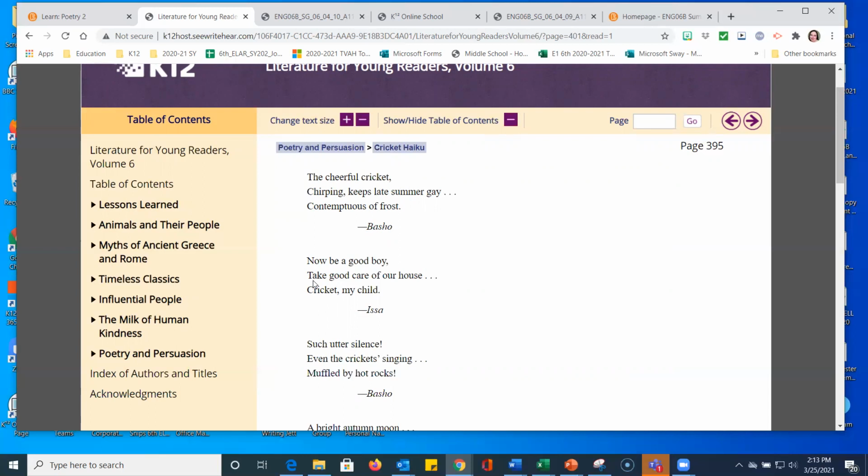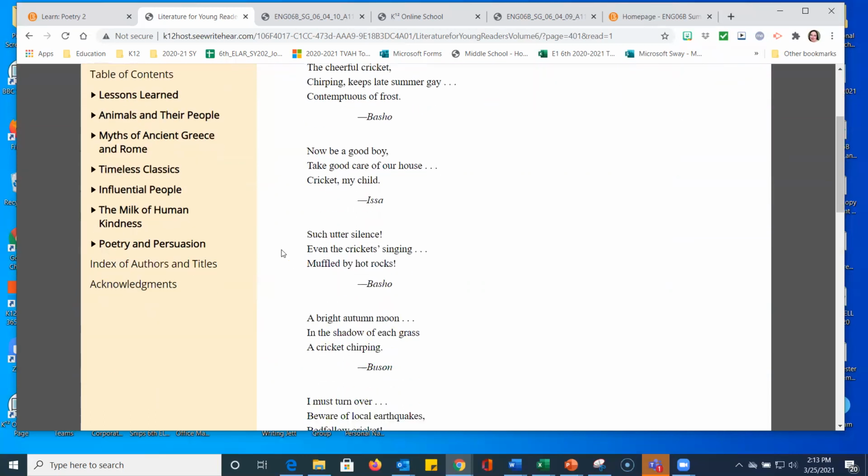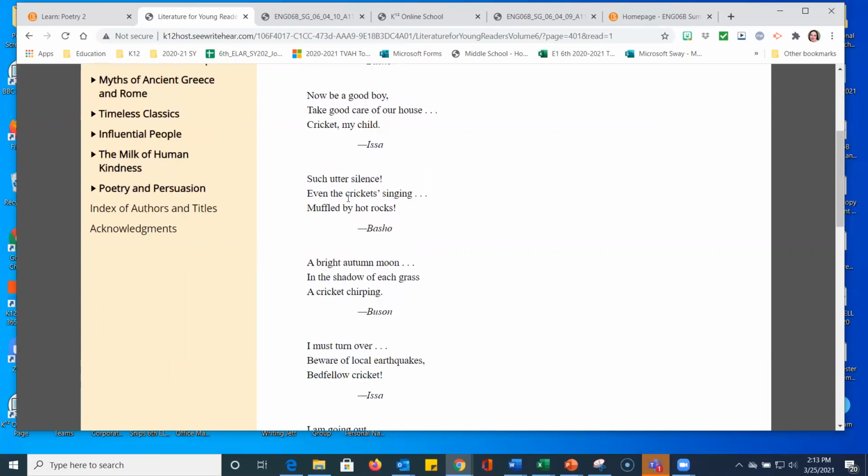Now be a good boy, take care of our house, cricket, my child. Doesn't mention the season, but again, because it's about crickets, we figure out the time of year. And it's one sentence. And it's happening in the present, even though it was written long ago, the way it's written is in present tense. And it's about one thing, the cricket talking to a cricket.